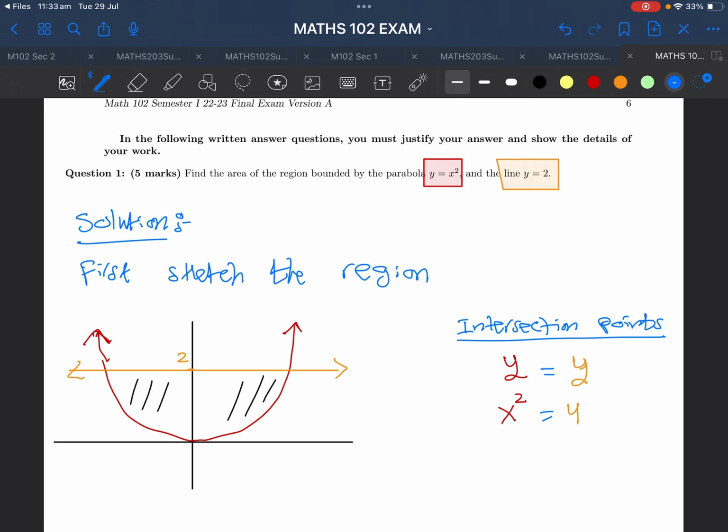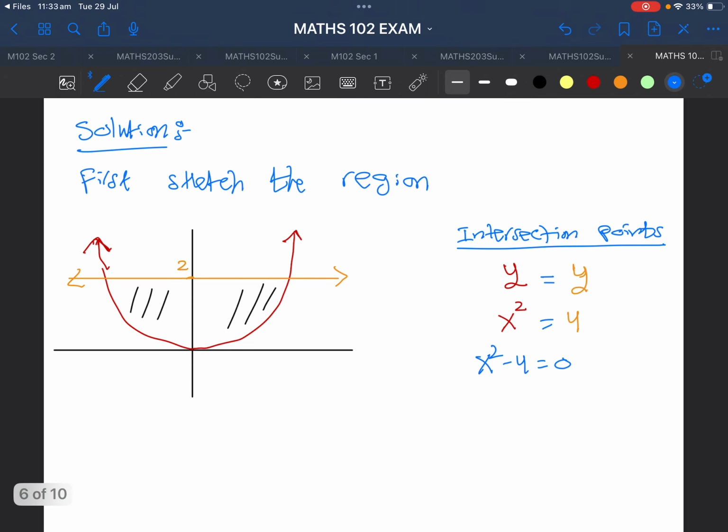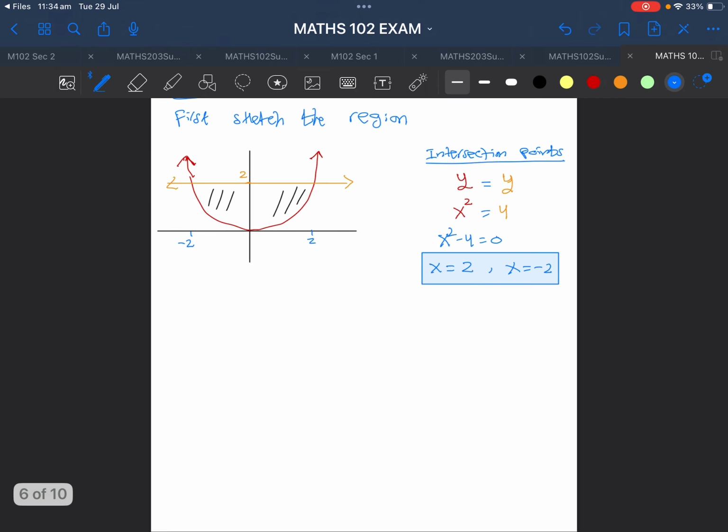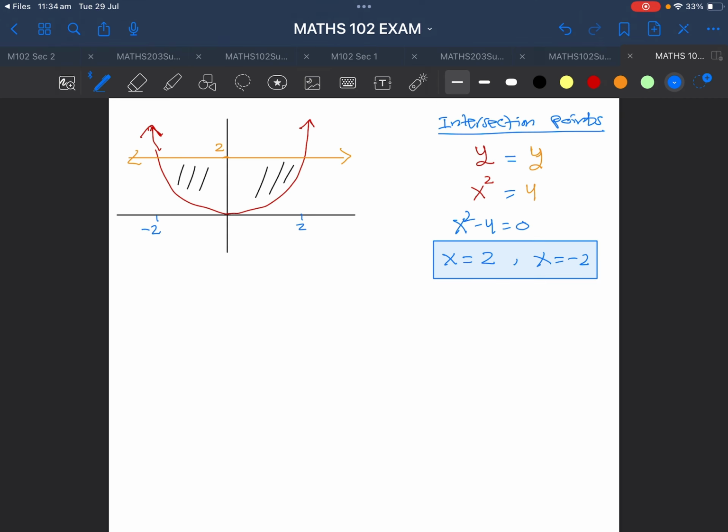We need to solve this equation. So we take 4 to the other side, make it 0. Now you can use your calculator or you can factor. You will get two answers, -2 and 2. So we got the intersection points. We will see why we need the intersection points, because next we need to find the area.